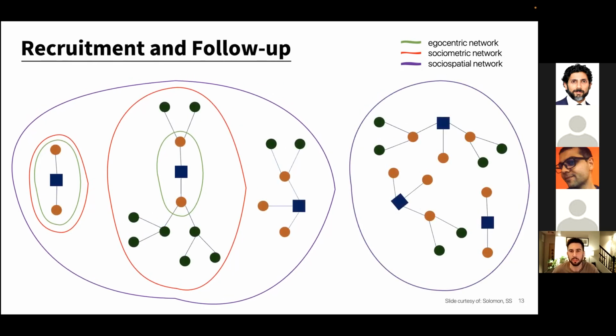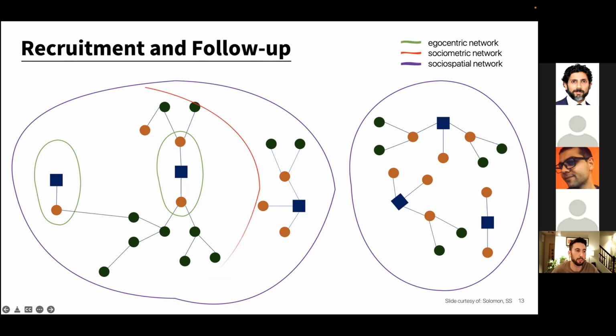So that's how recruitment proceeds, but we're also interested in studying these dynamics, the spatiotemporal changes over time. So for example, at follow-up, a participant might report that they no longer inject with the same individuals or report a new injection partner, as you can see here. These dynamics can also cause networks to merge. So what was once 2 separate sociometric networks become one. And the same is true for the sociospatial networks as well.